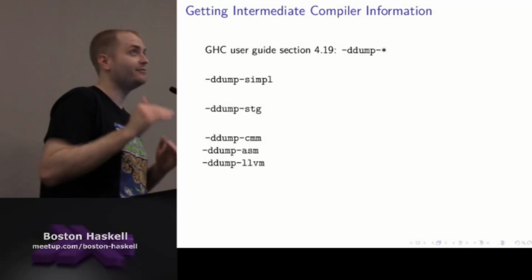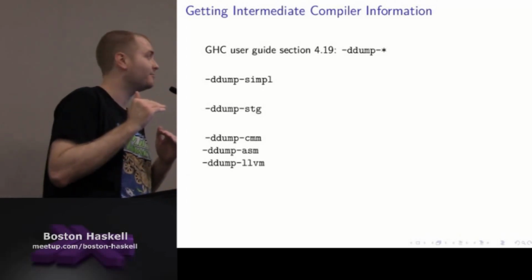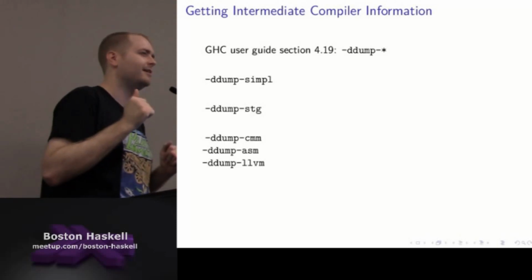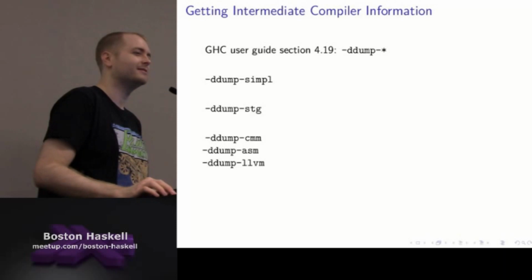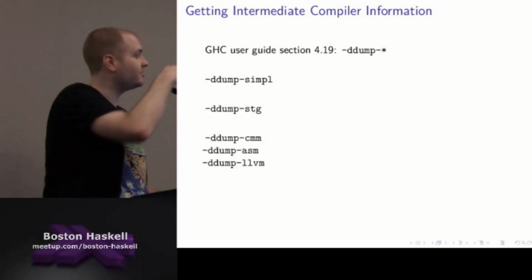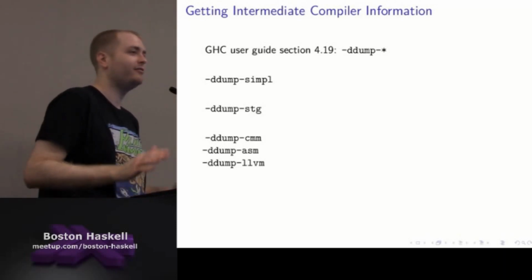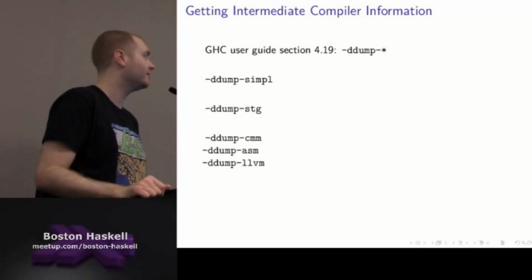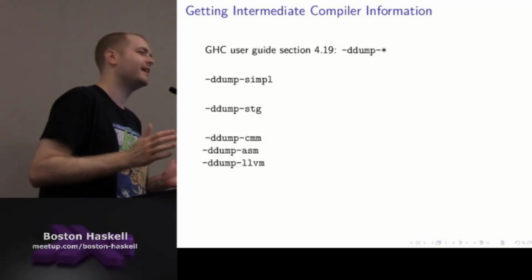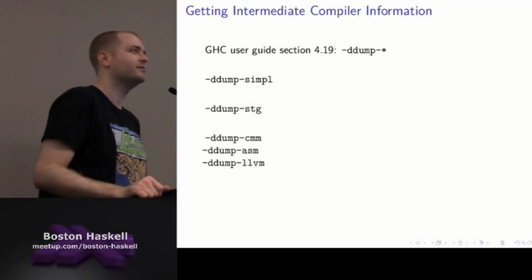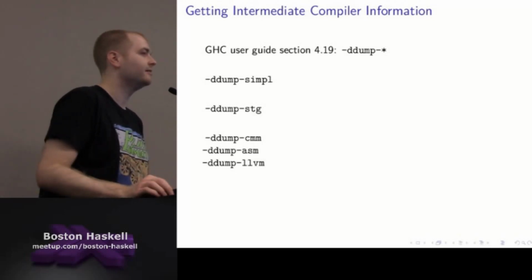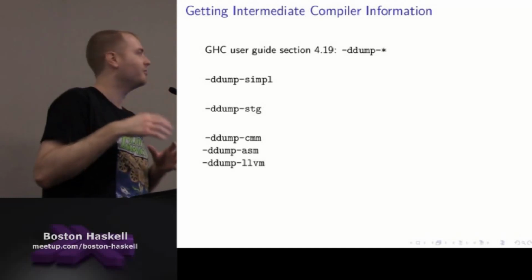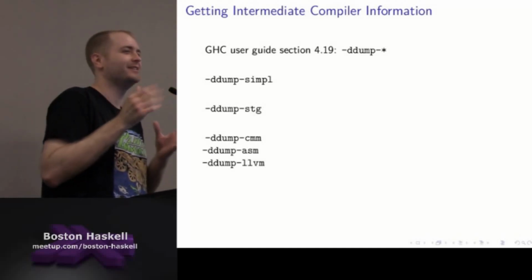Cmm is a level that's underneath STG, but above assembly. It still talks about explicit registers and stack stuff. You can also have it dump assembly and LLVM as well. I don't really look at that. I've never really needed to. Some people do, but I would guess that that would be more for people who are trying to make GHC itself do better stuff. Then you wouldn't want to just permute your code until it generates the exact assembly that you want.